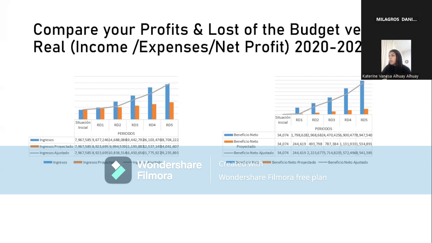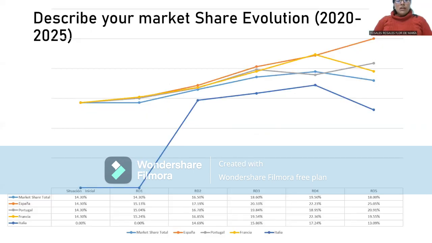Okay, in the projected benefit, here in the initial situation the same as the first one, in RD5 we can find here 1,534,891. And finally, in the adjusted benefit, we can find here the same situation, in RD1 244,619, and in RD5 we can see an amount around 8,541,385. Okay, next please.